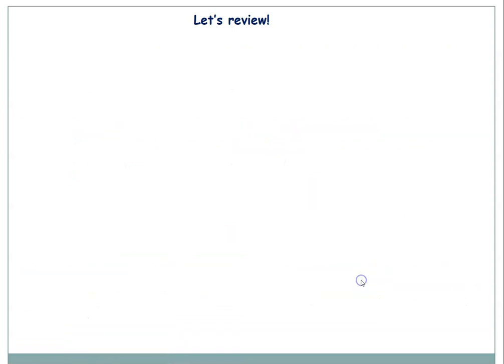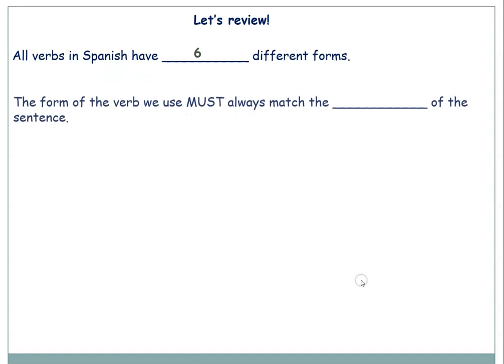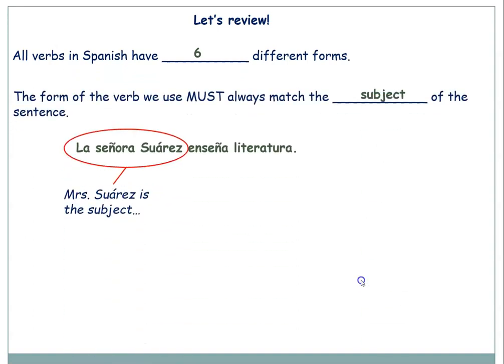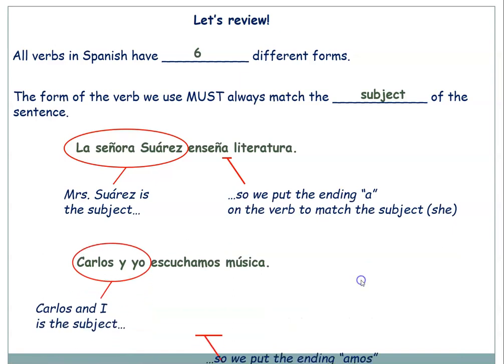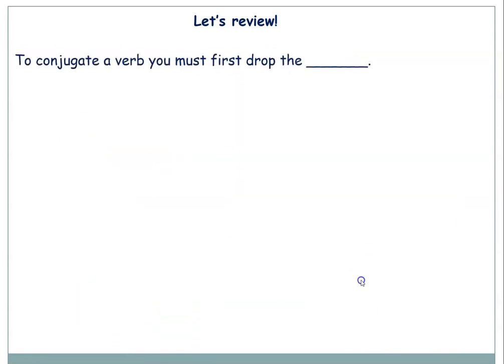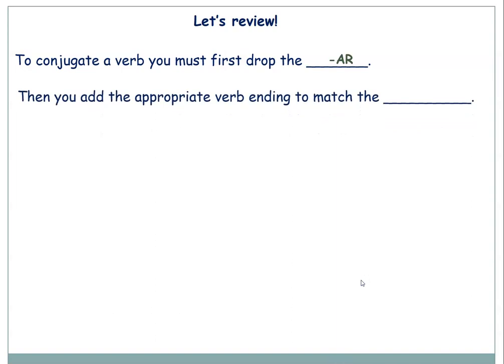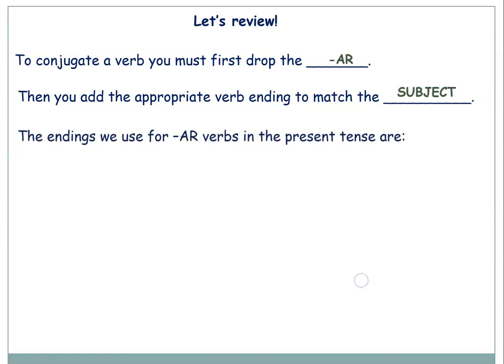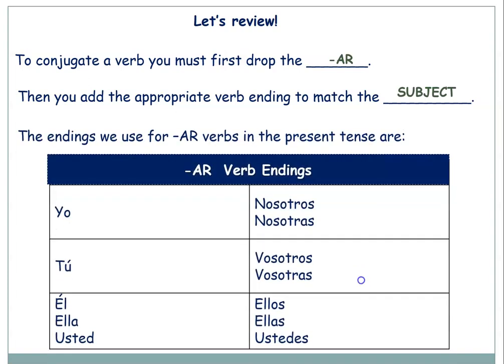I'm going to stop it here. But just so you know, this at the end talks about all the different forms that we have in español, all the different endings and so forth. I think you guys have done really well, but I want you to pay attention to this one most importantly. To conjugate a verb, you must first drop the ending, the AR, then you add the appropriate ending to match the subject. The endings for AR are yo, o; tú, as; él, ella, usted, a; nosotros, amos; vosotros, áis; y ellos, ellas, ustedes, an.